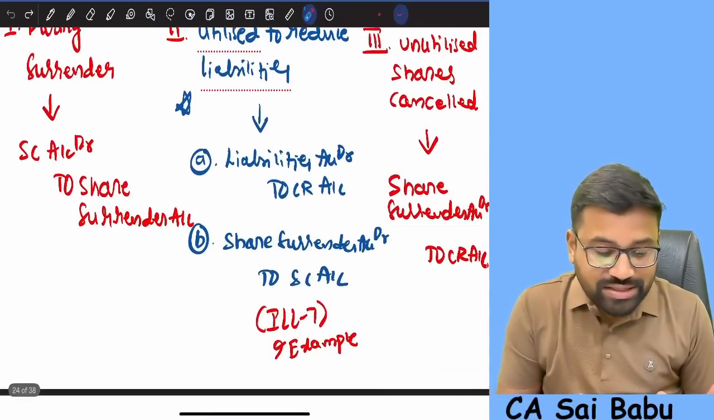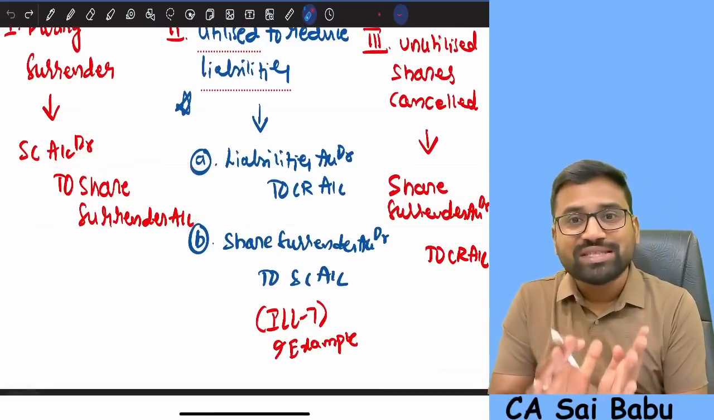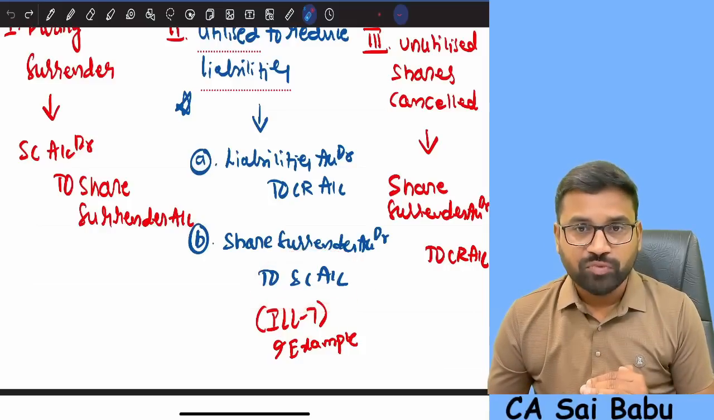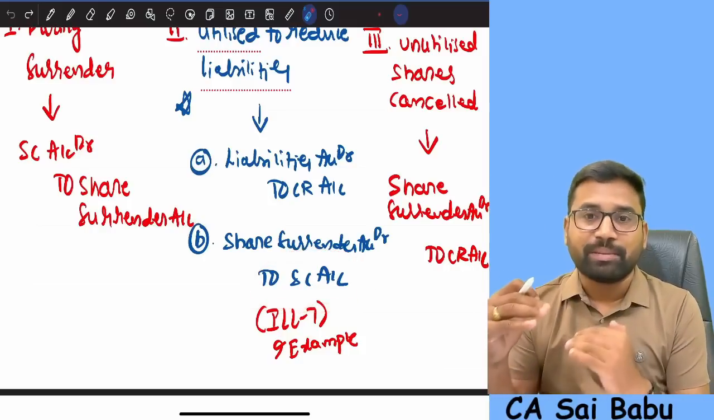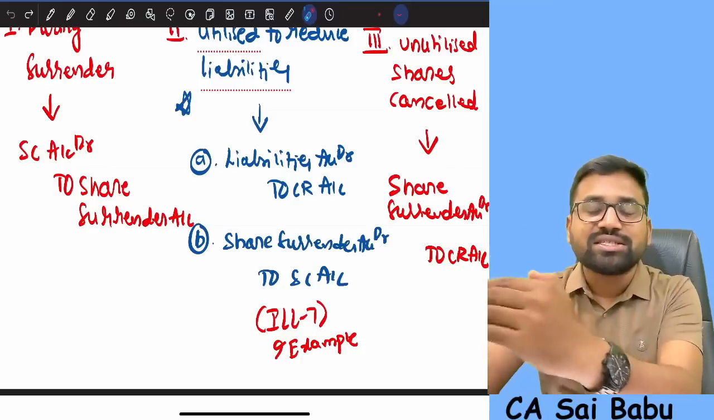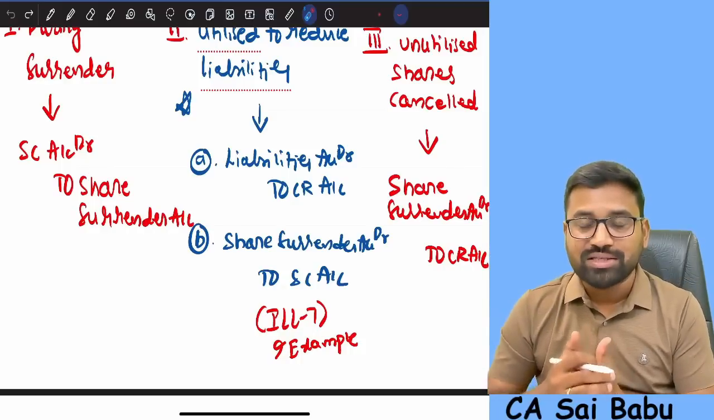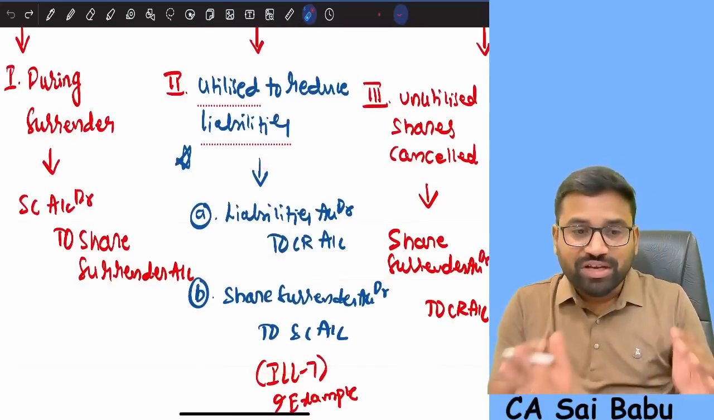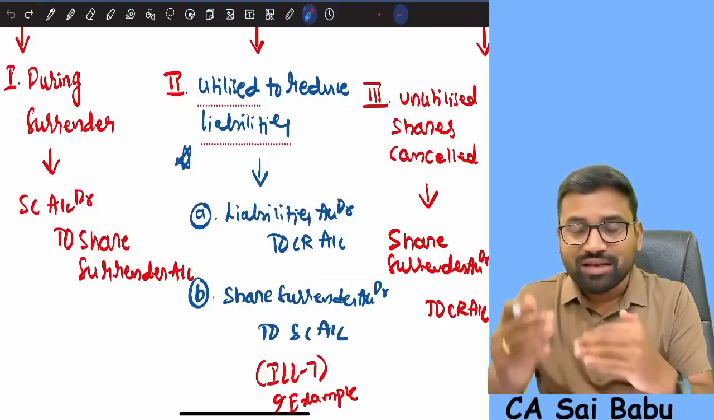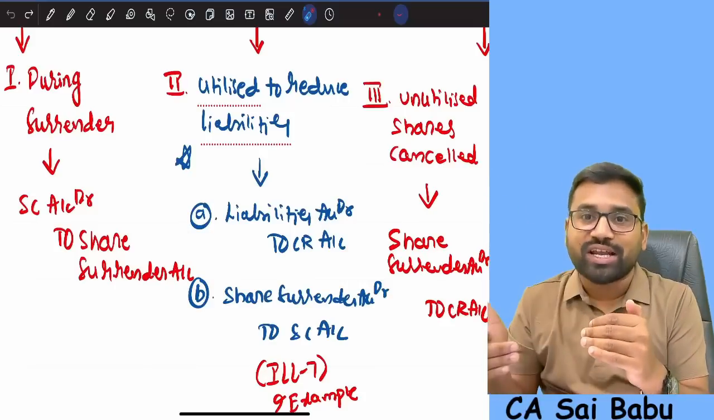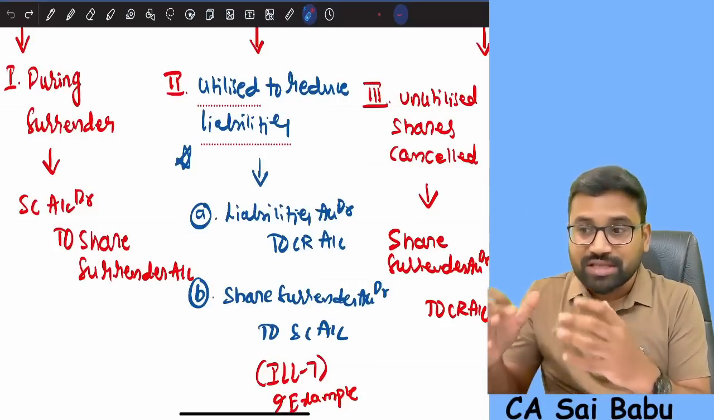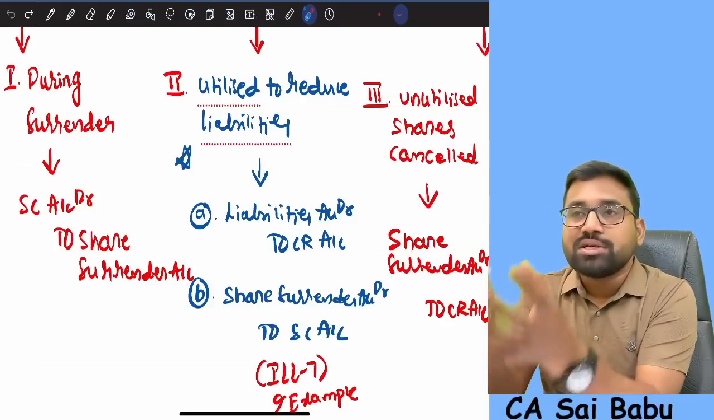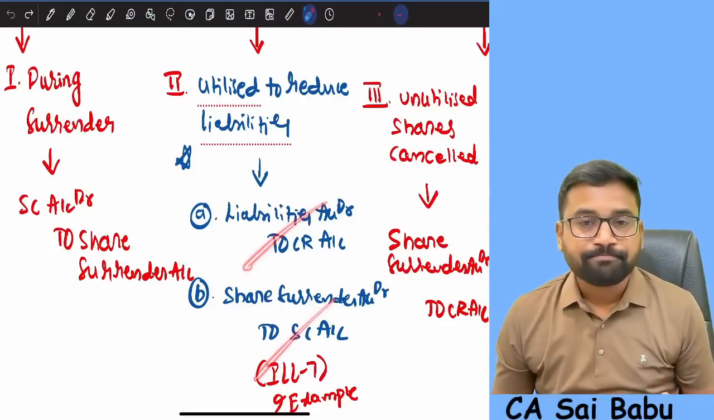So here two entries will come. One is share surrender amount will be first converted into securities, either equity share capital or preference share capital. So share surrender account debit to share capital account. Now these shares are issued to settle the liabilities. So liabilities to capital reduction account. So important: first share capital to share surrender, then share surrender to share capital, either equity or preference. Now these shares we are issuing to the debenture holders or maybe liability holders. So liabilities to capital reduction account.